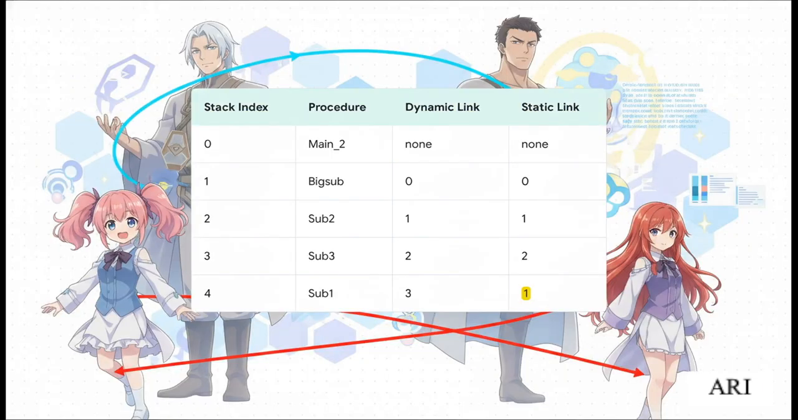Okay, now this is the critical moment. This is what we've been building up to. Inside sub3, we make a call to sub1. So a new ARI for sub1 is pushed to the very top. Now watch closely. Its dynamic link correctly points down to its caller, which is sub3. Makes sense. But look at the static link. Whoa! Sub1 is not written inside sub3. If you look at the code, it's written way back inside bigsub. So its static link doesn't point to the ARI right below it. It reaches all the way down the stack to point at bigsub's ARI. This is the moment that reveals the true power of the static link.